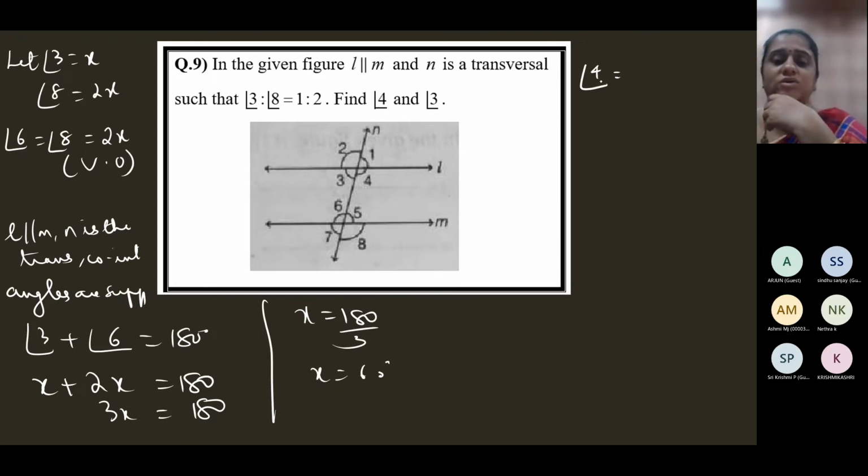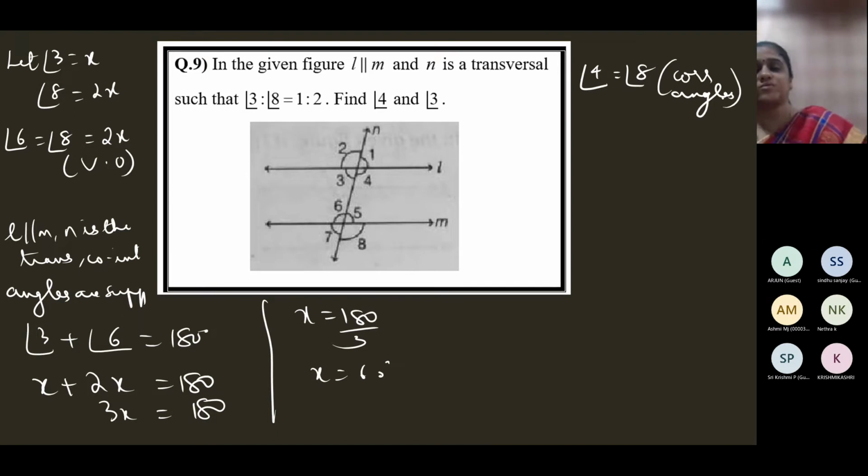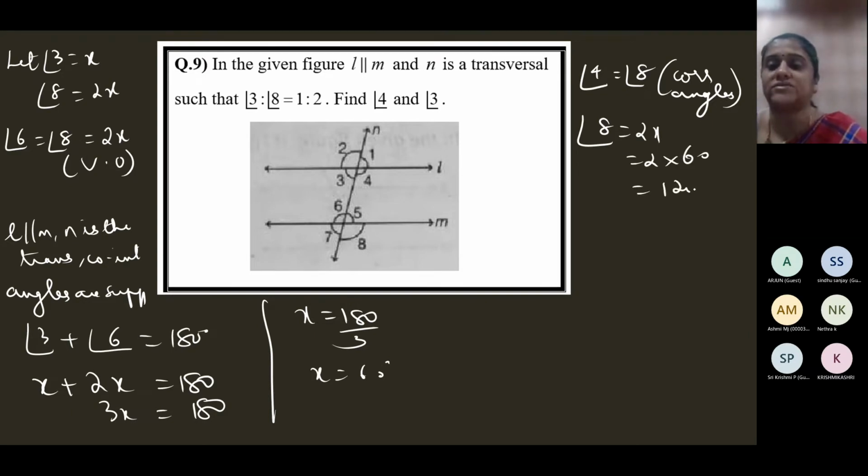So we know that angle 4 is equal to angle 8, corresponding angles are equal. So what's the measure of angle 8? Angle 8 is equal to 2x, that is 2 into 60, 120 degrees. Therefore, angle 4 is also 120 degrees.